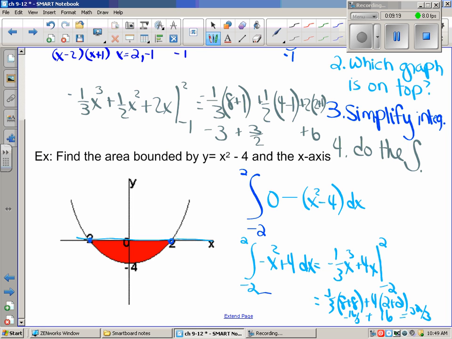And hopefully that's enough example for you that you can use those to understand what's going on when you're talking about the area between two curves.